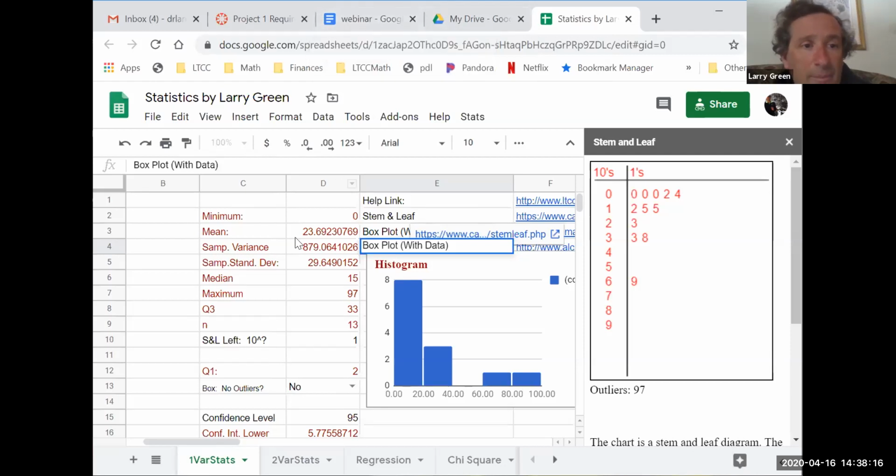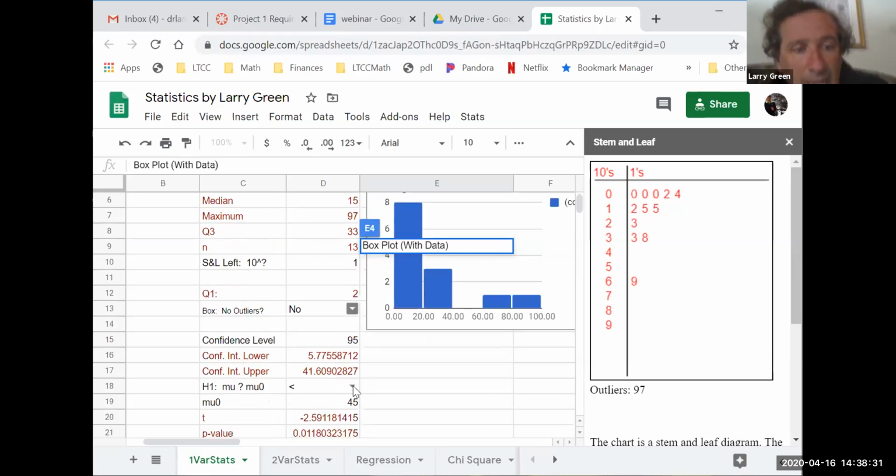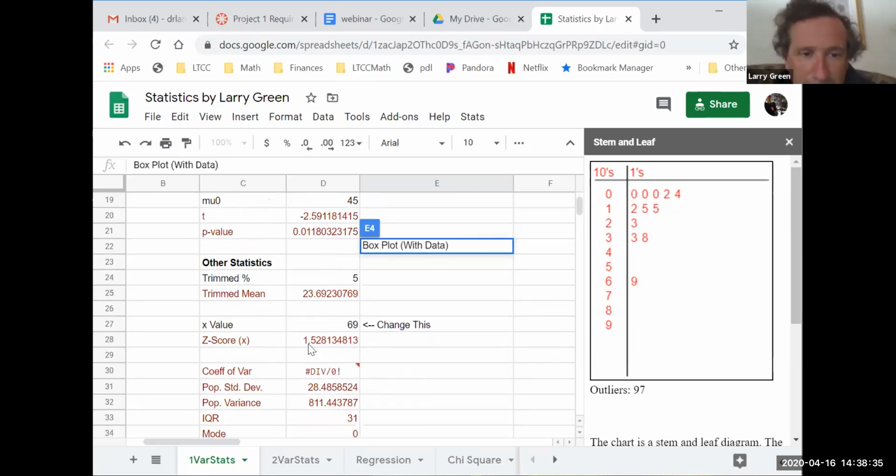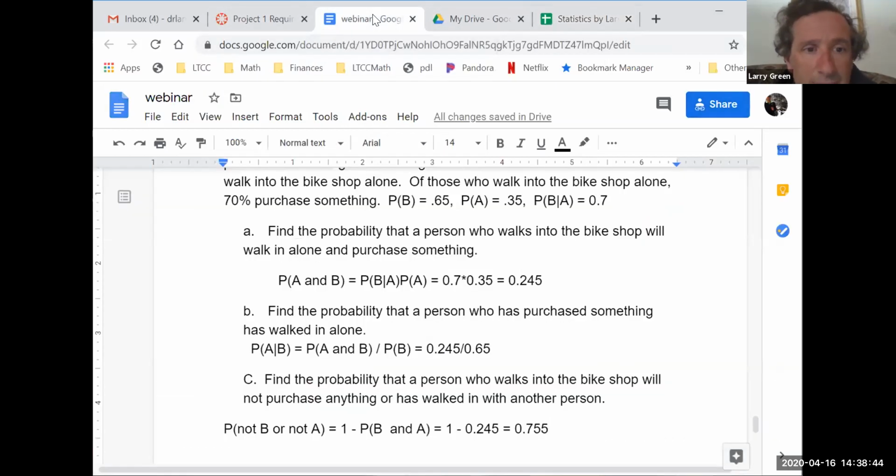Okay, and by the way, this also gives you the minimum, the mean, and the sample variance, which we don't really do in our class, so skip it. Sample standard deviation, that's the biggie. I'll talk about that in a minute. Median, maximum, Q3, Q1, and there's the Z-score. And if you just put 69, that's not good. You better understand the Z-score. All right, so let's continue on.